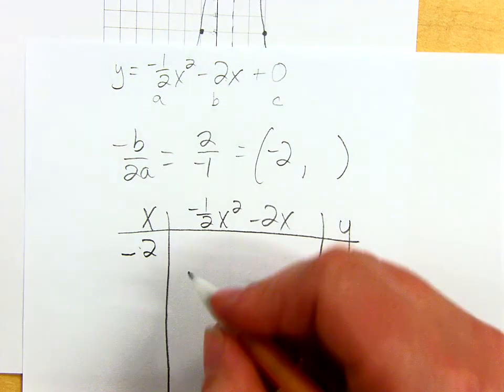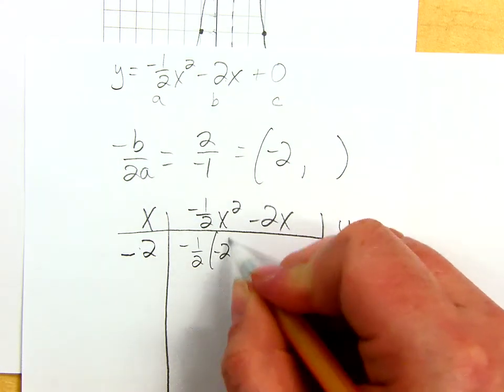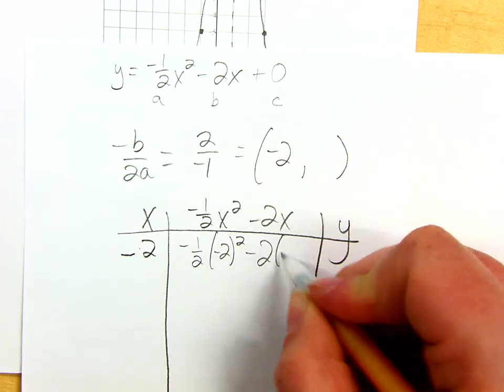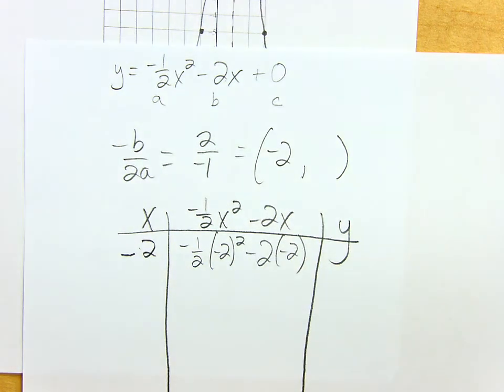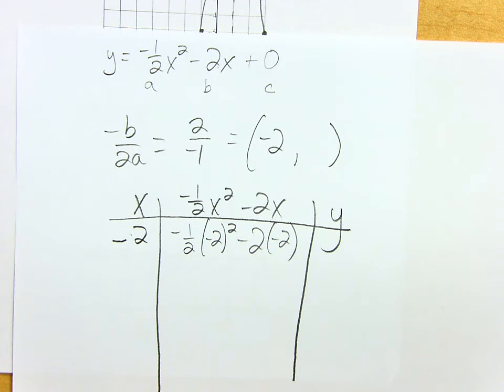Okay, so negative 1/2 times negative 2 squared minus 2 times negative 2. Take a minute and see if you can evaluate that, and let's see if we all agree on what comes out when you do that.